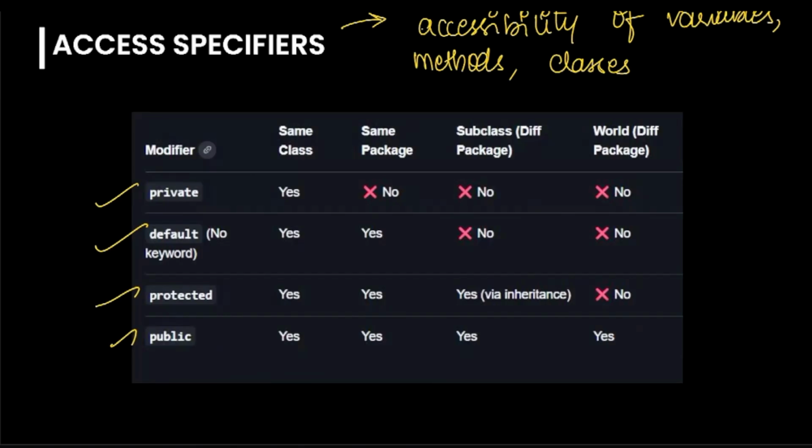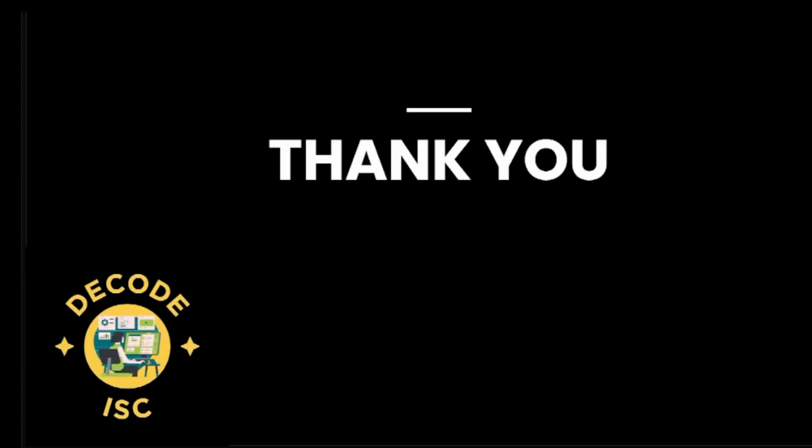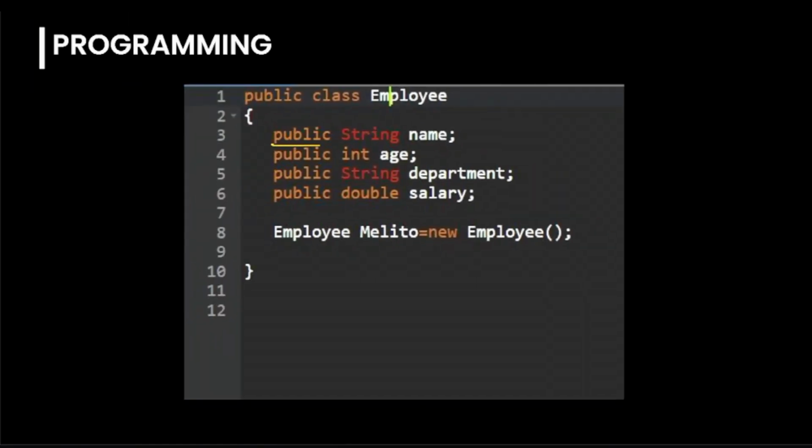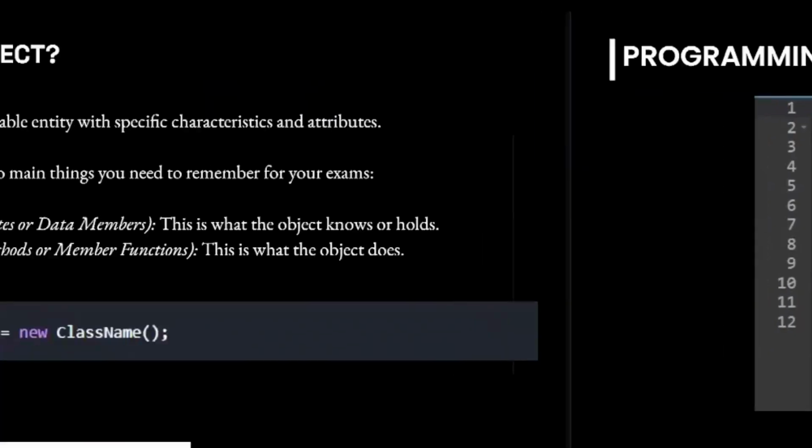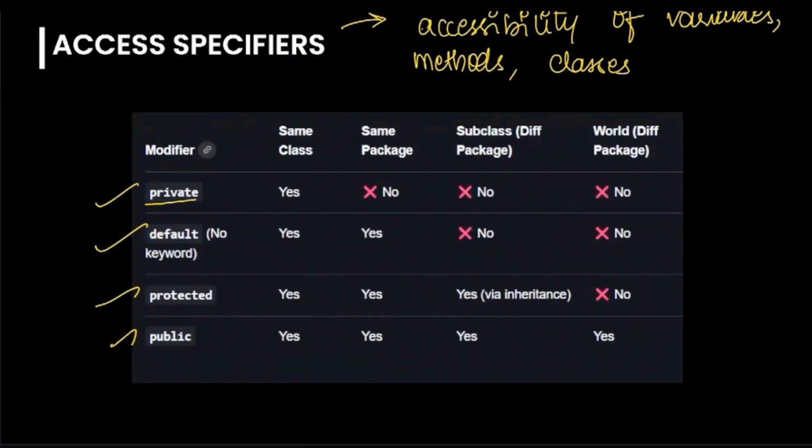Now, let's look at the first one, private. In this example over here, we said public string name, right? Now, suppose it had been private string name. What would have happened? That string name would have been accessible only in the same class. Suppose I'm creating another class, then I won't be able to access that name variable in the next class, right?